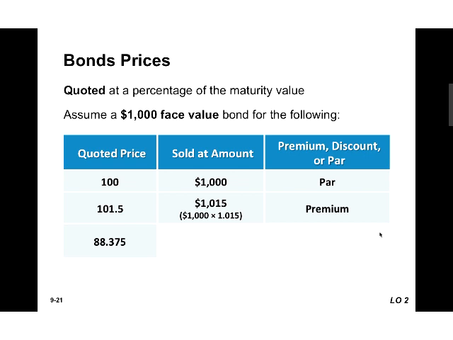And then we get down to the bottom one, 88.375. That says we take the $1,000 face value times 88.375%, and we get $883.75. That's our bond price. And that bond is said to be selling at a discount because it's selling for less than the face value. You would buy a bond at a discount.